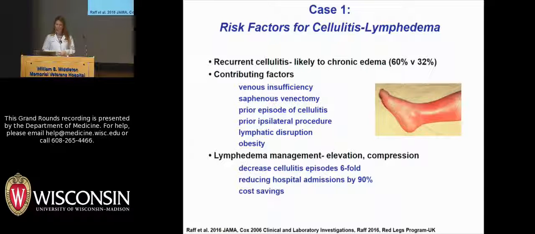And the Red Legs program in the UK has looked at the effectiveness of this and what it can do for a community. Here they decreased cellulitis episodes in this patient population sixfold, and this resulted in hospital savings of approximately, for every dollar they spent on lymphedema, they saved $100 or pounds, because it was in the UK, on hospital costs. And they reduced admissions by 90%.